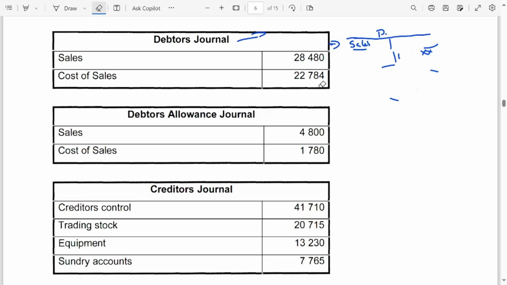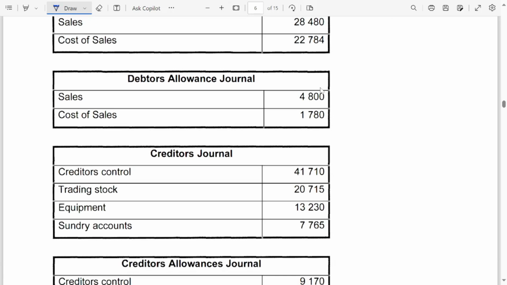Now let's go for the debtors allowances journal. So with the debtors allowances journal, it means that the debtors are returning the goods to us as a business. So when the debtors are returning the goods to the business, the people that are owing the business, which is the debtors control, they are decreasing since they are returning the goods. So it means that now the money that they are owing us is going to be less. So the debtors control, they are decreasing on the credit side.